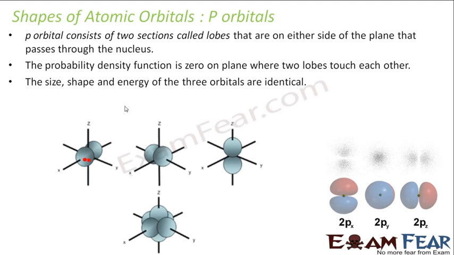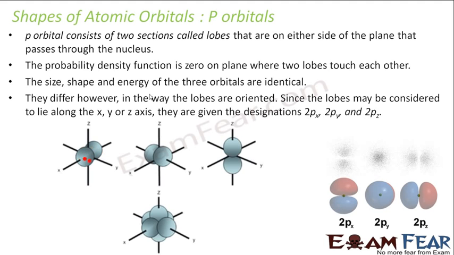And the size, shape, and energy of the 3 orbitals are the same, but the orientation is different, right? The size and shape are the same, the energy is also the same, but the orientation is different. And px, py, pz are 3 different ways of denoting these.